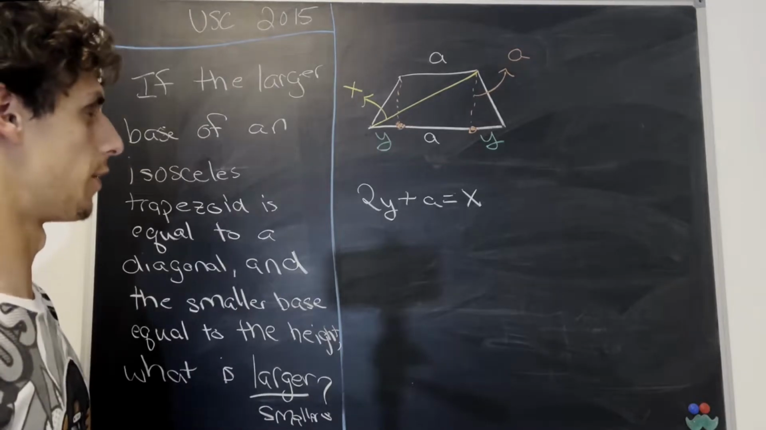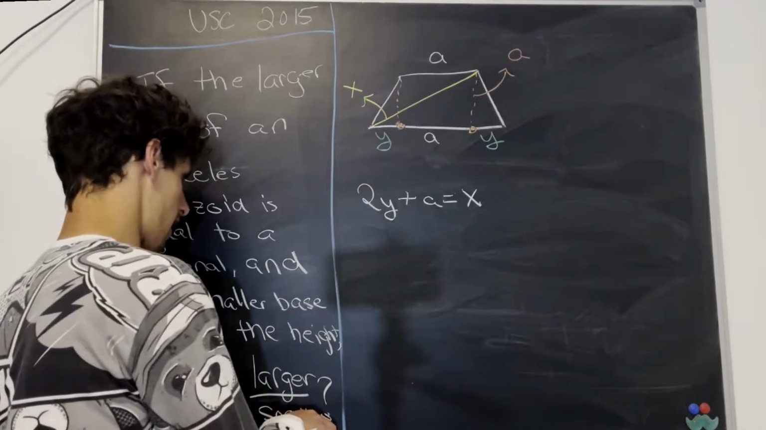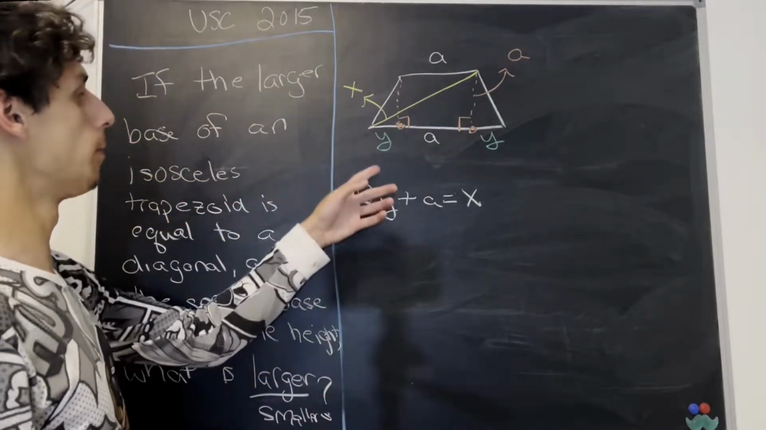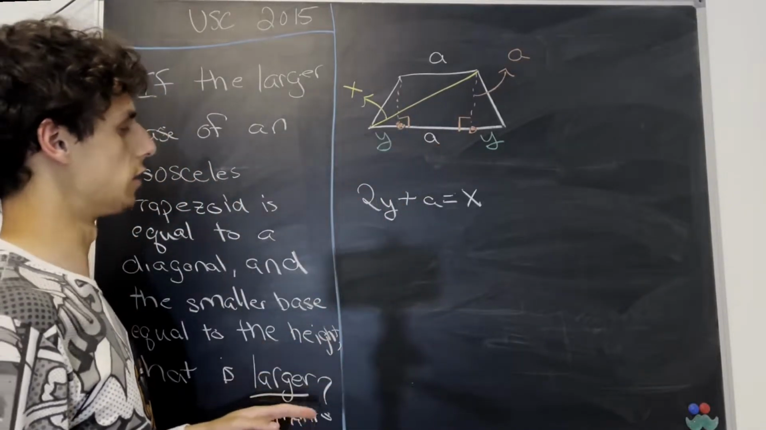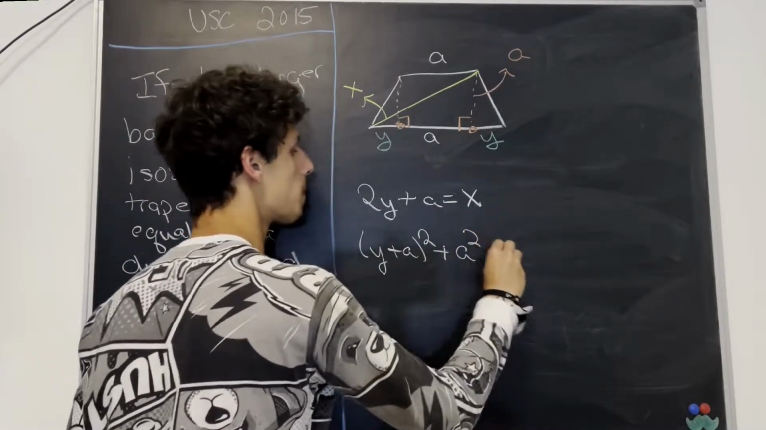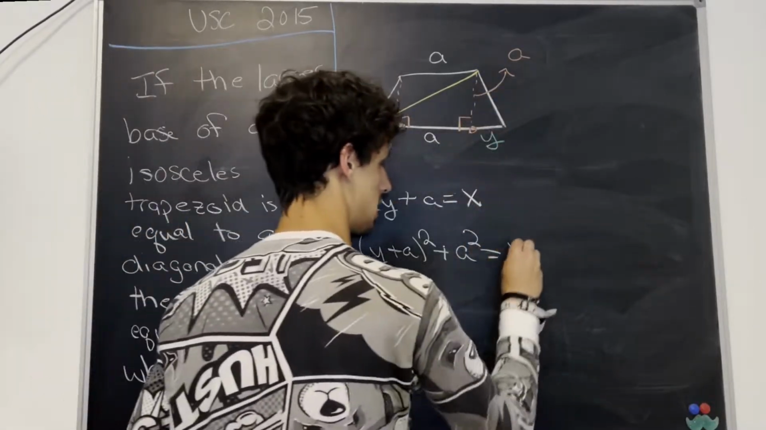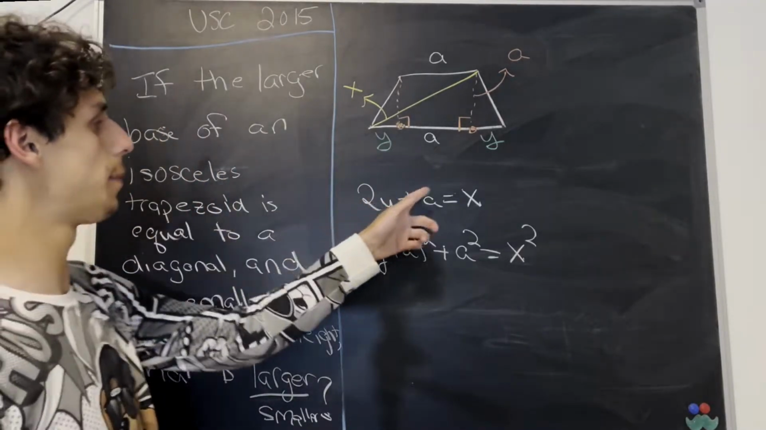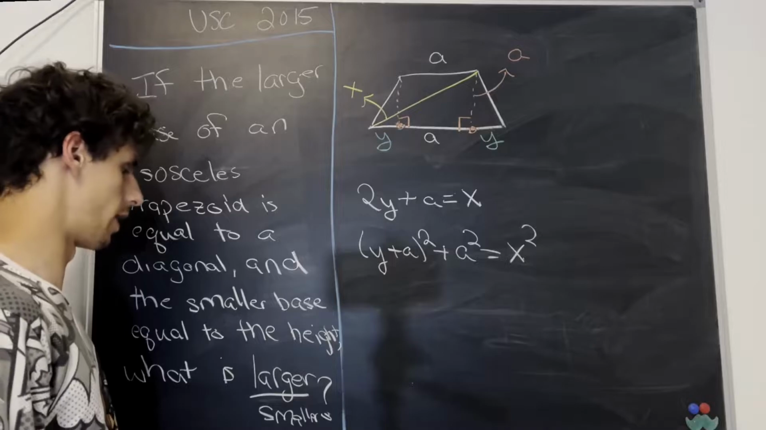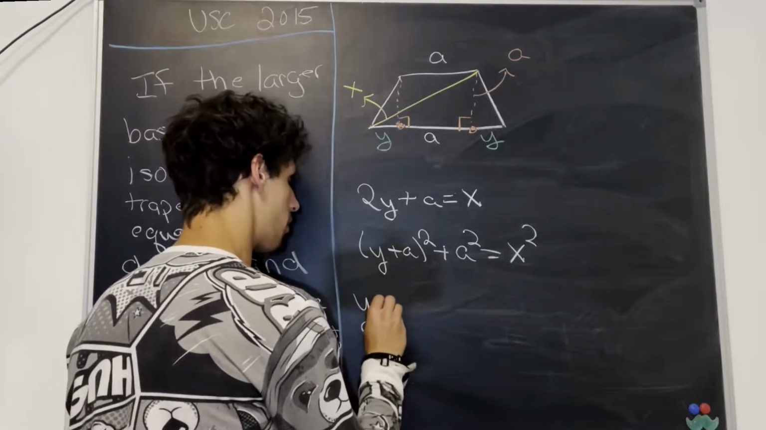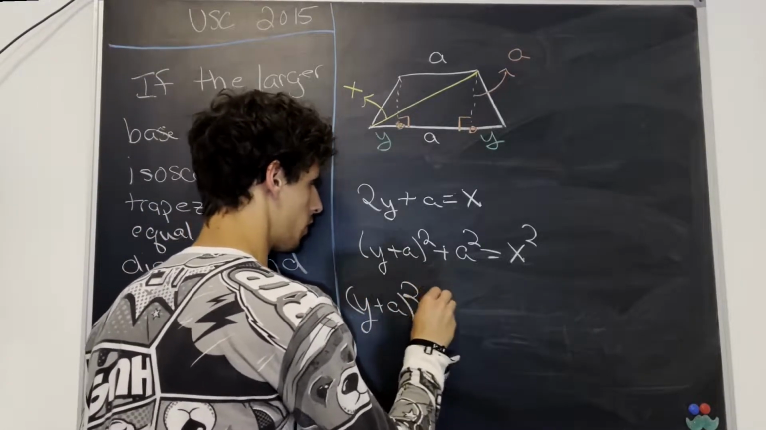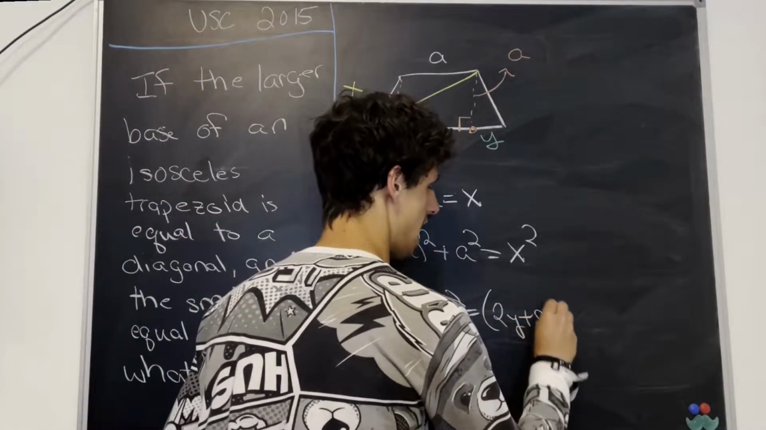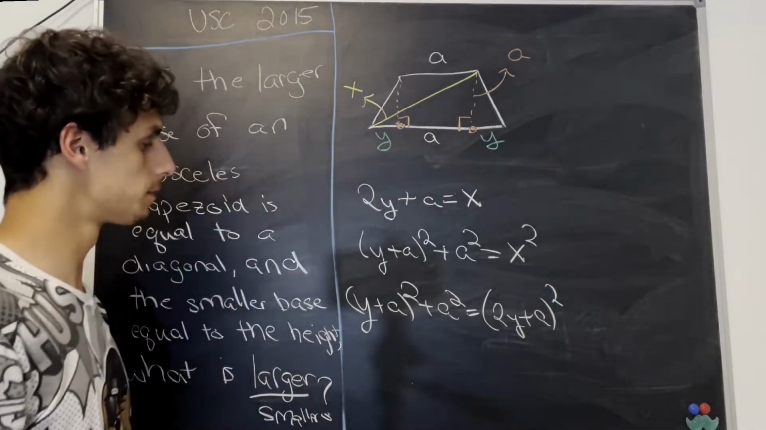Let's see what else we know about this trapezoid. We know that these angles here are both right angles. So by the Pythagorean theorem, (y plus a) squared plus a squared is equal to x squared, because x is our hypotenuse here. Now we can substitute in 2y plus a for x in this equation. Doing that, we get (y plus a) all squared plus a squared equals (2y plus a) all squared.